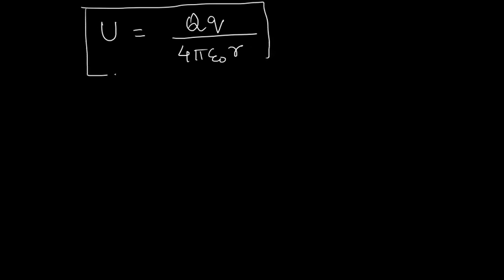After integration, the value will come as Qq upon 4 pi epsilon naught r. It is the amount of electrical potential energy stored in the system when two charges are at distance r. And how much energy is required to break down this system? The same amount of energy with a minus sign will be required to break this system.